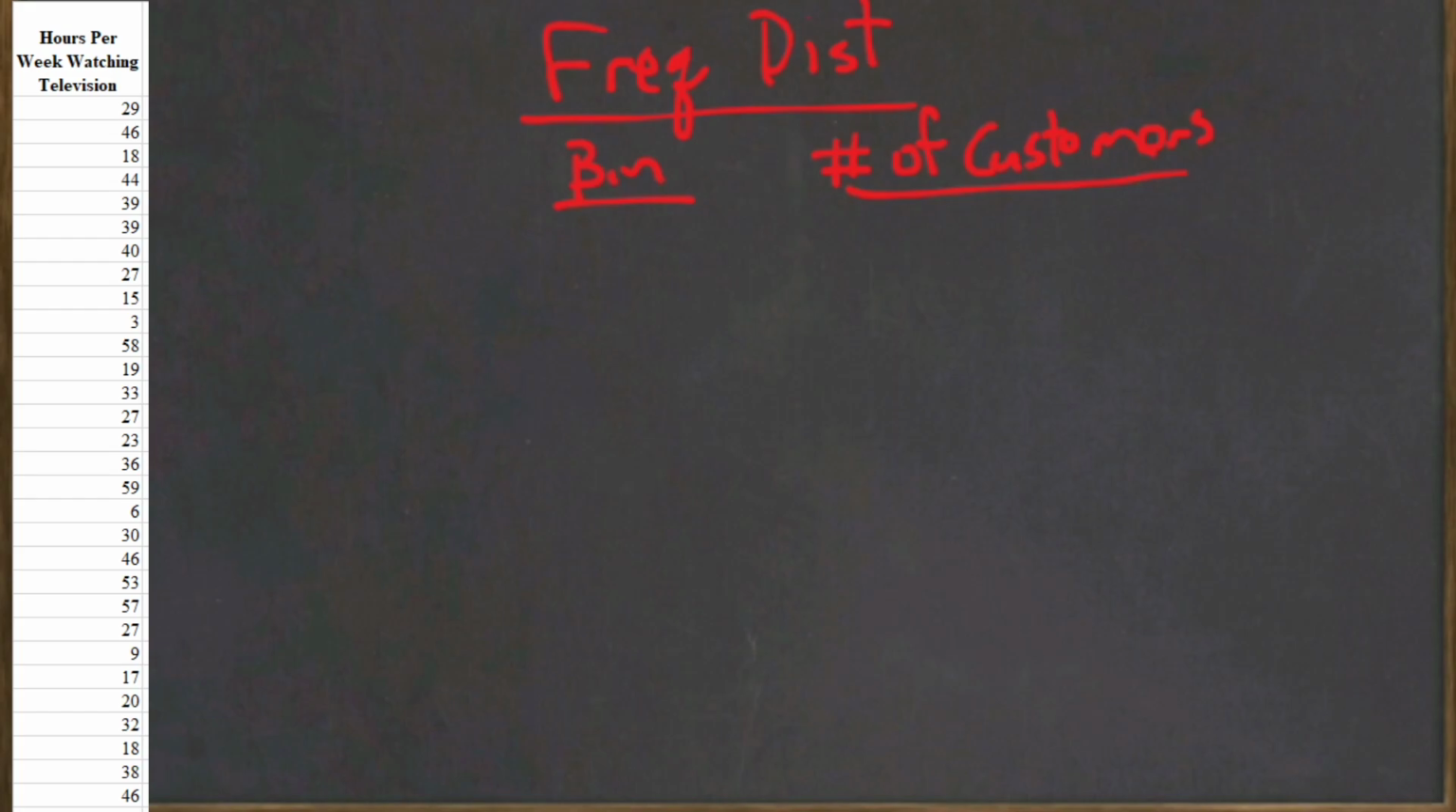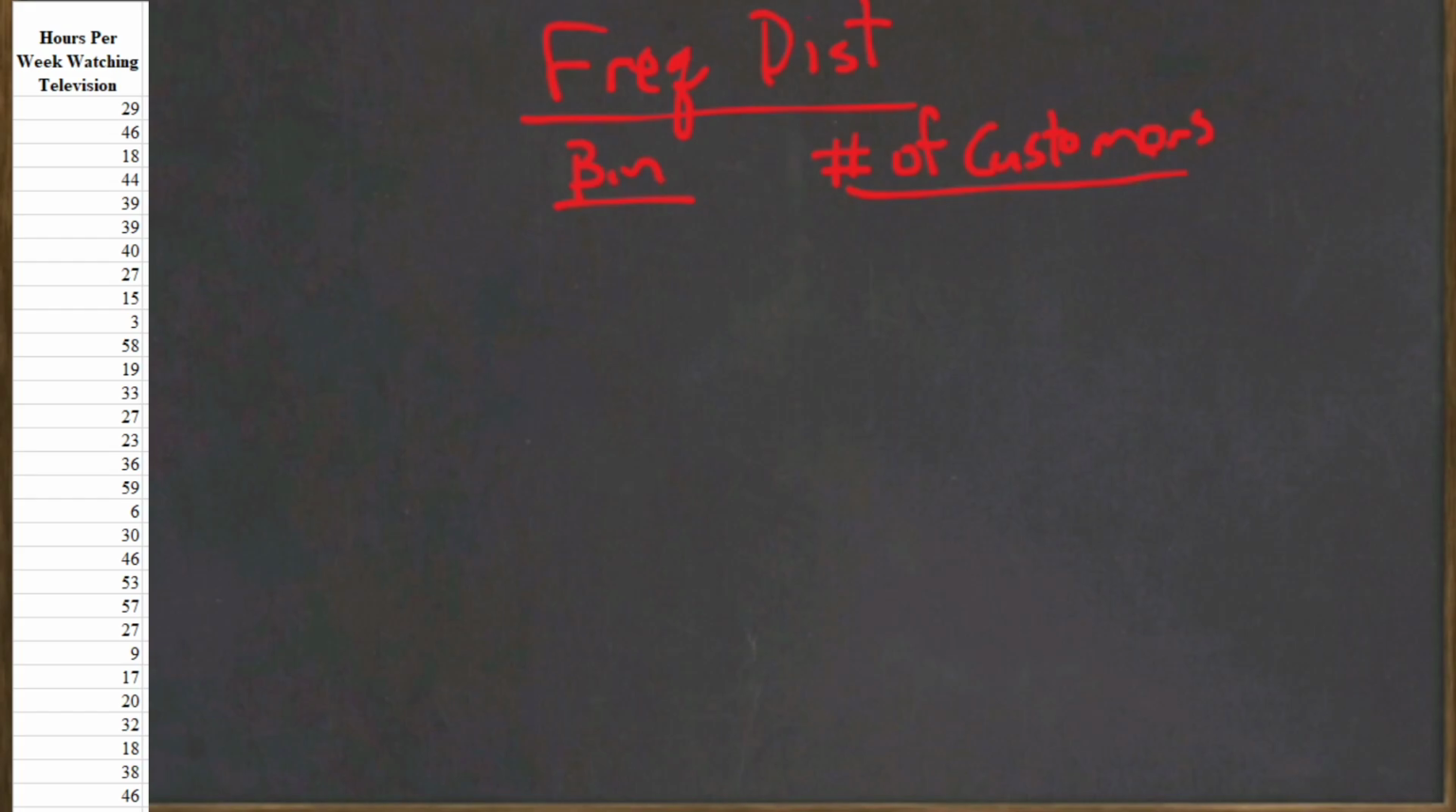So I've pulled the variable hours per week watching television. We have that in that kind of data set we've been working with. And we can see we have a quantitative variable here. The number of hours ranges from, it looks like it's down by 3, that might be the smallest, up to I see 58. So we need to make some bins that this data can fall into.